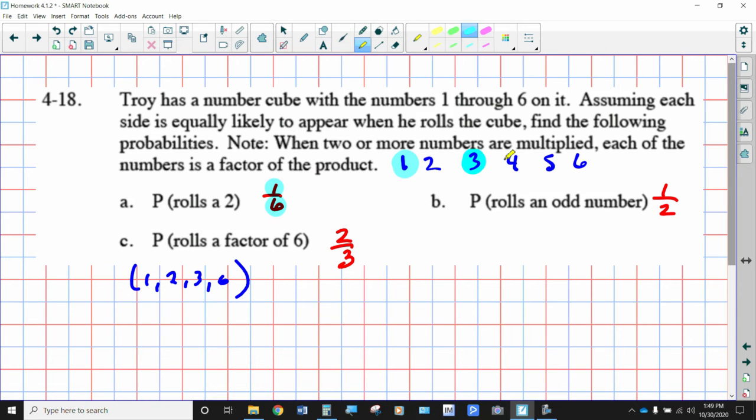There's the 3, and there's the 5. So 3 out of 6 is the fraction, but that simplifies down to a 1/2 probability. Since half the numbers are odd, the other half are even.